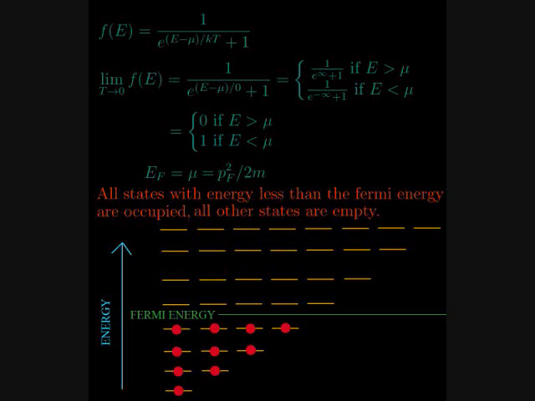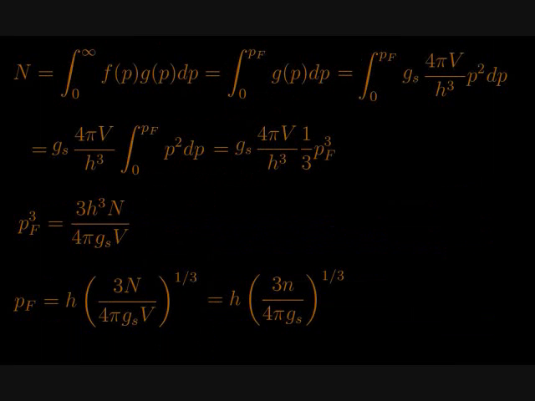The yellow dashes are states, and red dots mean that particles are occupying that state. And I've drawn it so that the yellow dashes that are drawn higher up have higher energy. So all the yellow dashes below the Fermi energy have red dots because they're occupied at 0 Kelvin. Now let's derive the Fermi energy, or Fermi momentum.